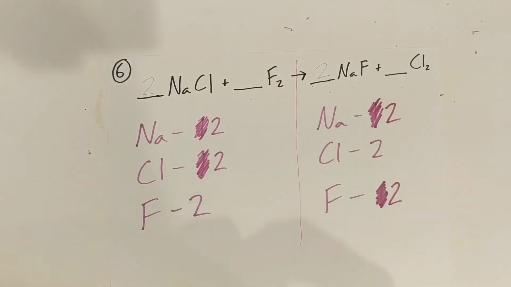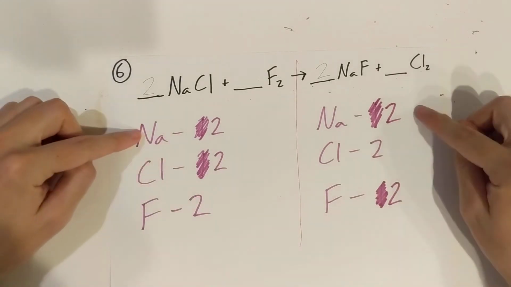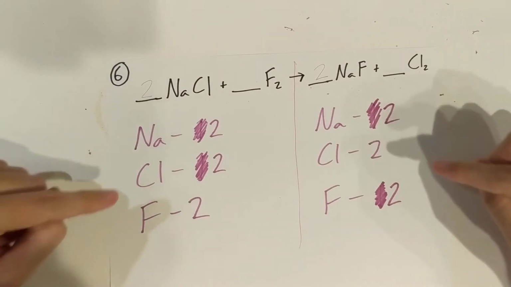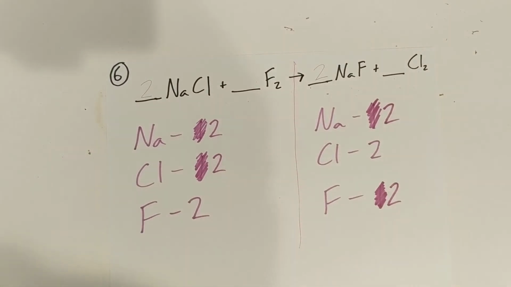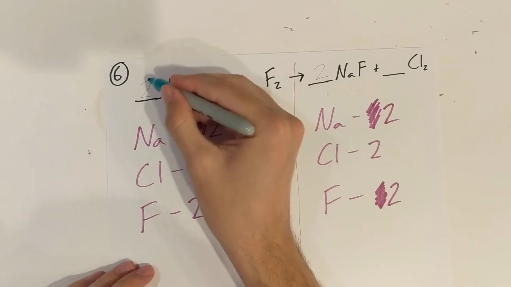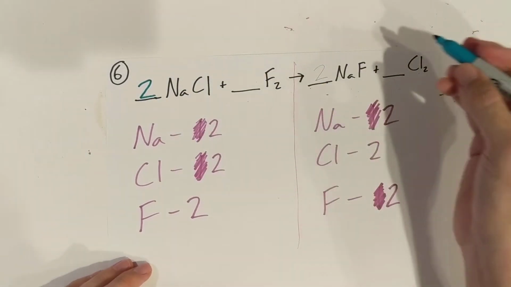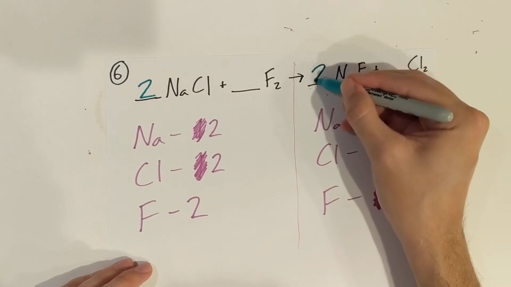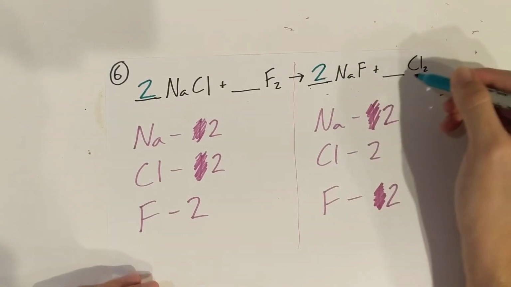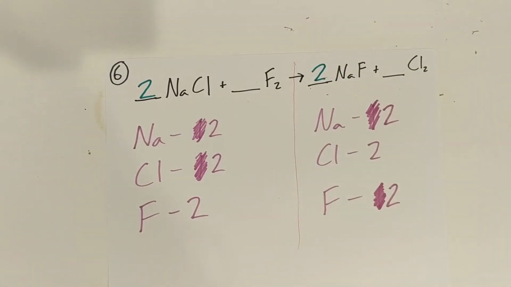Turns out it works pretty well. Look at that. Sodium's balanced, chlorine's balanced, fluorine is balanced. Here's our answer. So we got 2 NaCl, 1 F2, 2 NaF, and 1 Cl2.